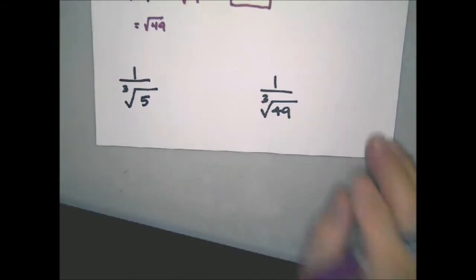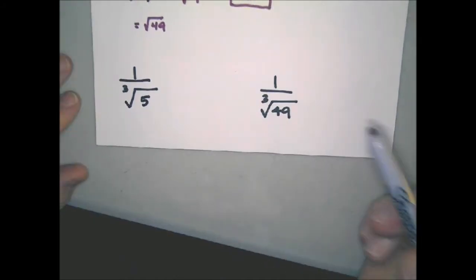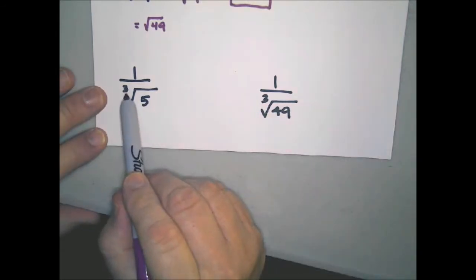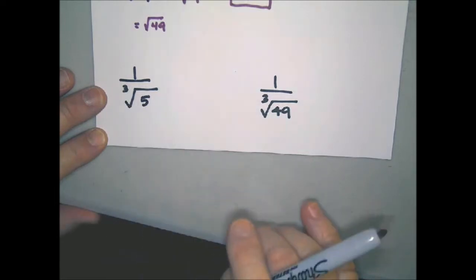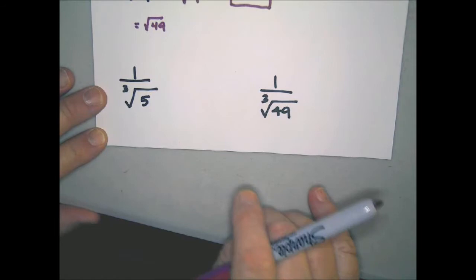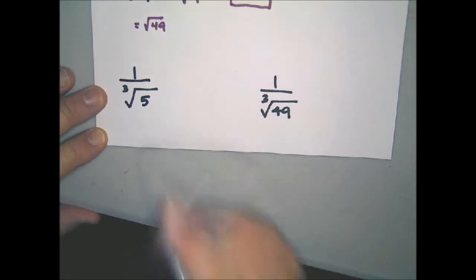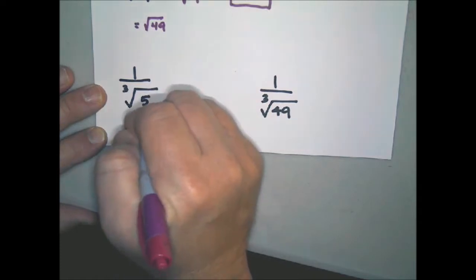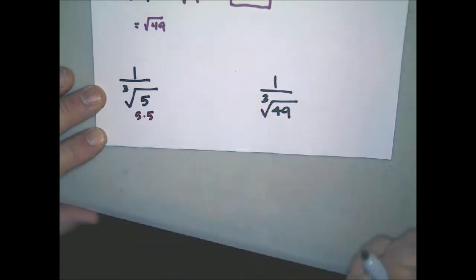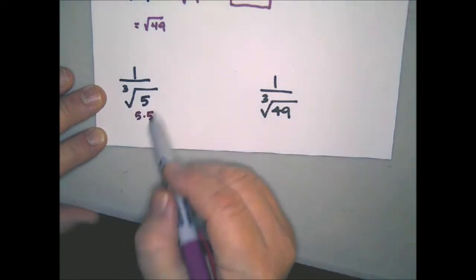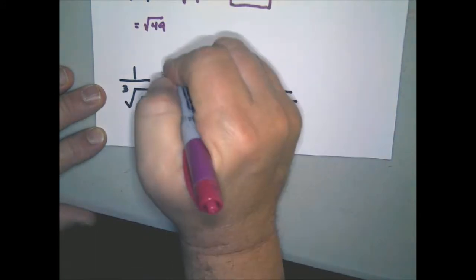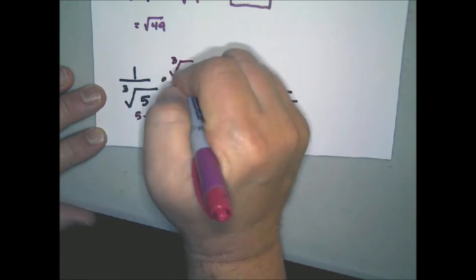Now, rationalizing cube roots or any higher order power root, index root, can be a little bit tricky. With a cube root, you need to remember that I need 3 of something in order to get one of them to come out. Right now, I only have a single 5. So I need to introduce 2 more 5s in order to have a total of 3 of them. So the way I'm going to rationalize this problem is by multiplying by the cube root of 25.